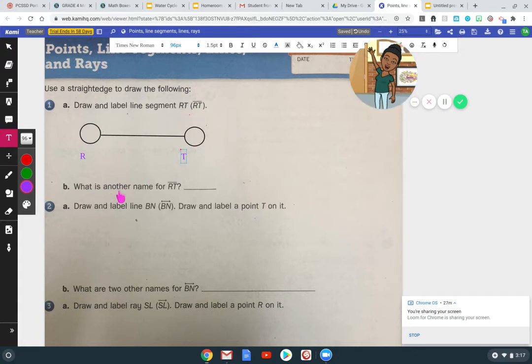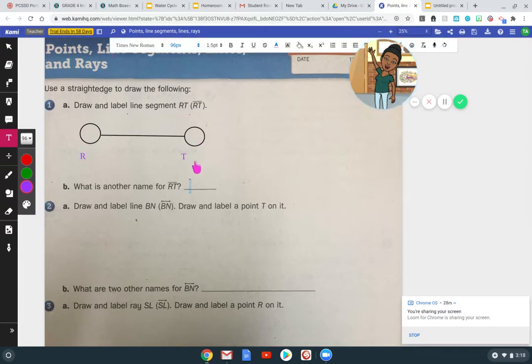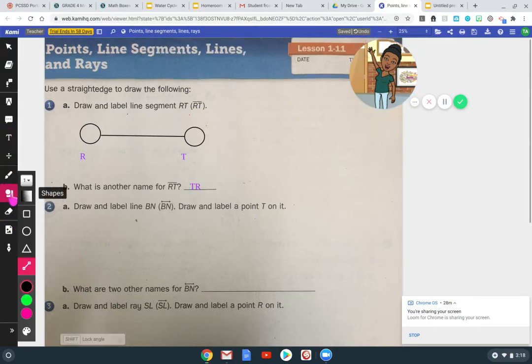What is another name for RT? Yes, we're going to use those exact same letters. So instead of RT, we're going to have TR. We're switching our line around, TR. Do I have to put a line over my TR? Absolutely. That's how I know that it's a segment with endpoints. So I'm going to my shapes, insert line, and I'm putting a line right above my TR. Without that line there, your answer will be wrong. You have to have that line.